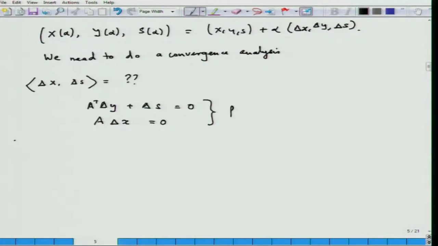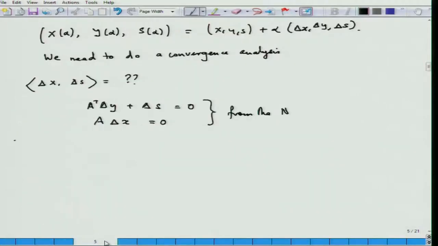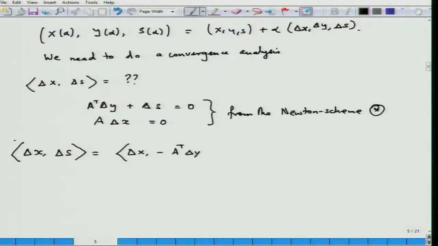Now, I will write this Newton scheme as the star scheme, as the main scheme from the Newton scheme star. So, what would I have? Now, this means delta s I can write from here, which is nothing but minus A transpose delta y.